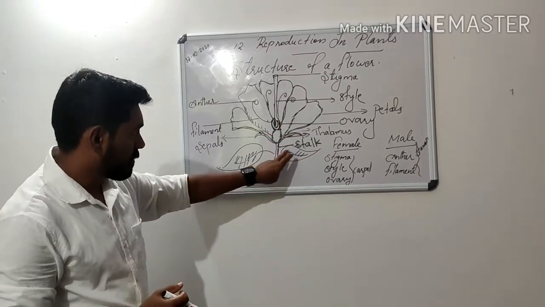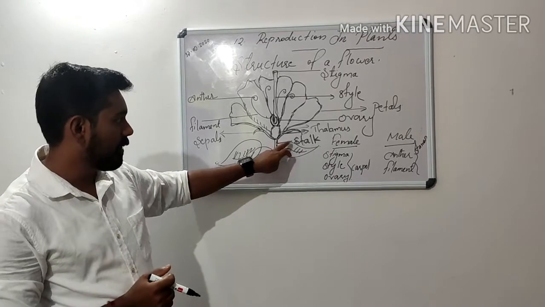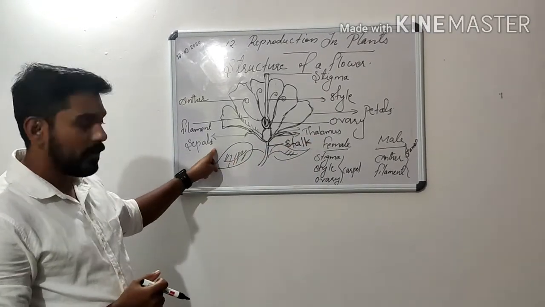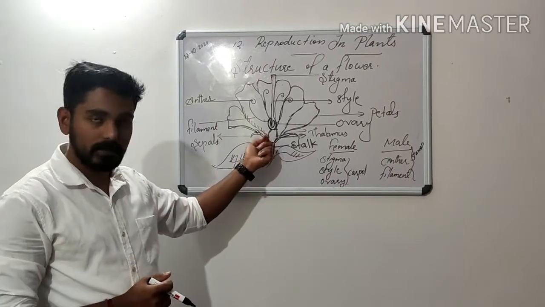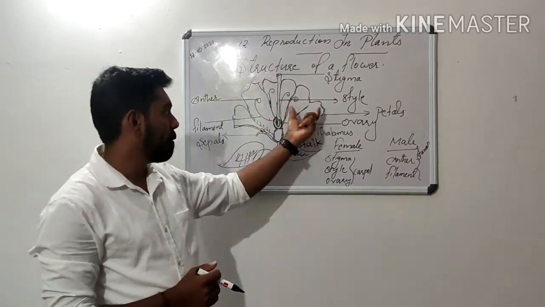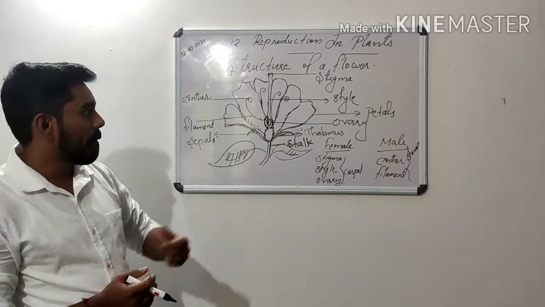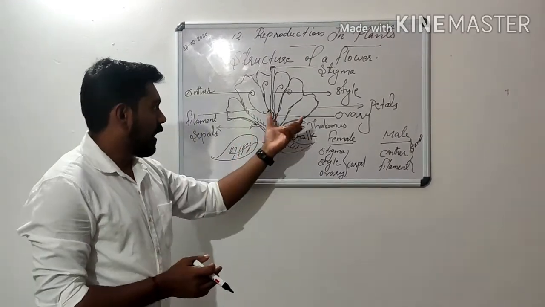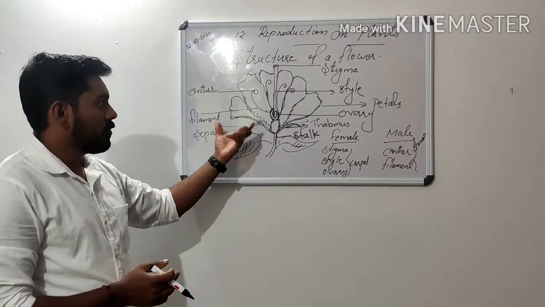So the first one is the stalk, the axil of the flower. The thalamus is the green swollen part of the flower. The sepal is the green leaf-like structure, and the petal is the colorful part of the flower. These are the outermost parts of the flower.